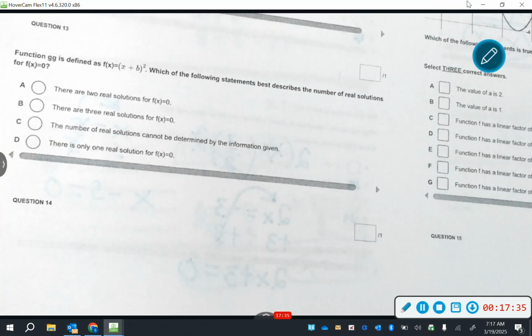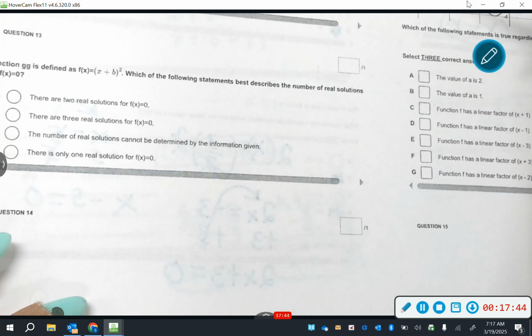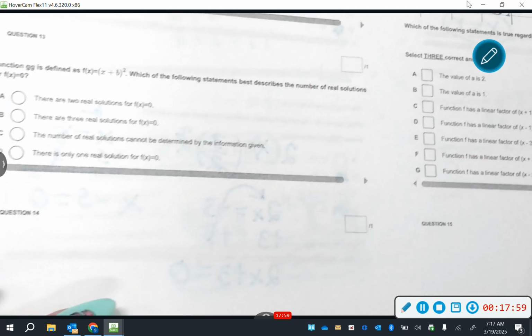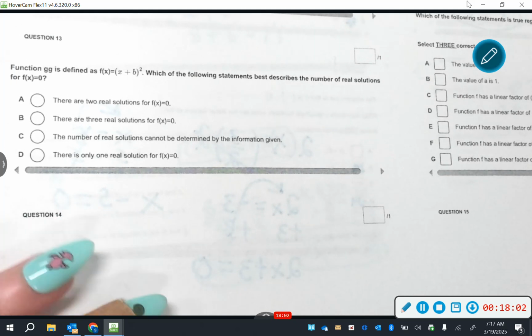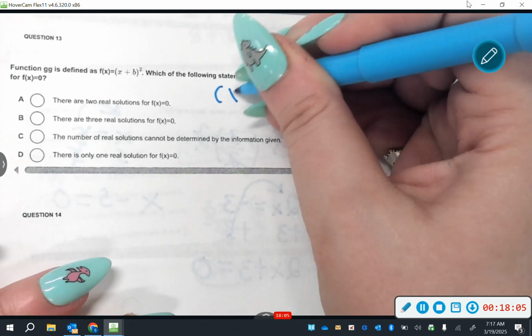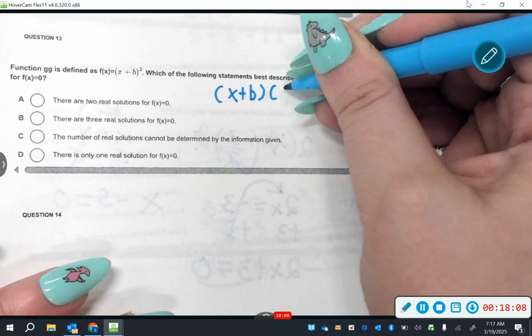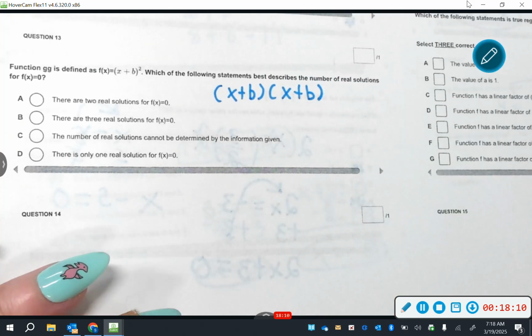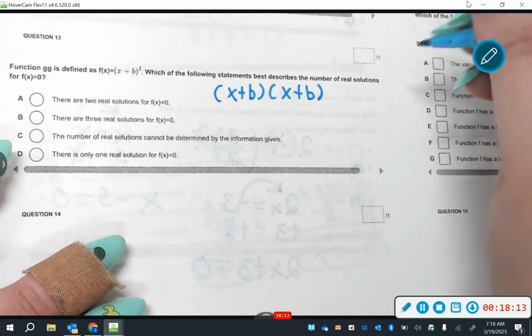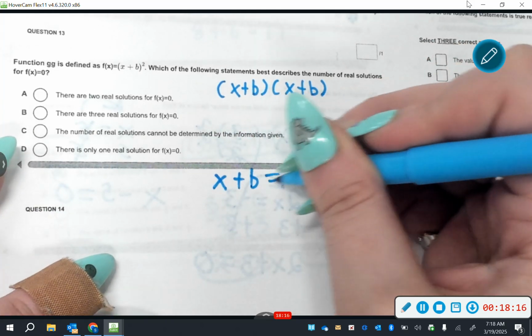Okay. Says the function g. I don't know what that is. Anyway, the function g is defined as f of x equals (x plus b) squared. Which of the following statements best describes the number of real solutions for f of x equals 0? If I were to solve this, here's what it would look like. We would have x plus b and x plus b, right? Because it says x plus b squared. They're exactly the same. If I were to solve this, x plus b equals 0.